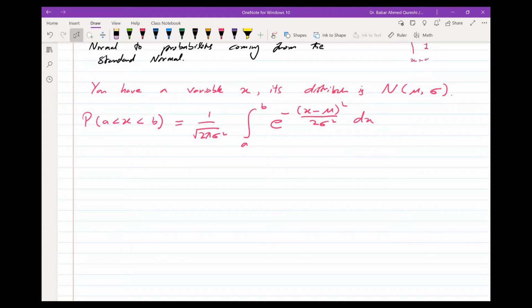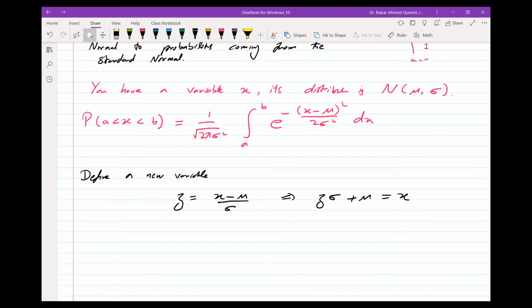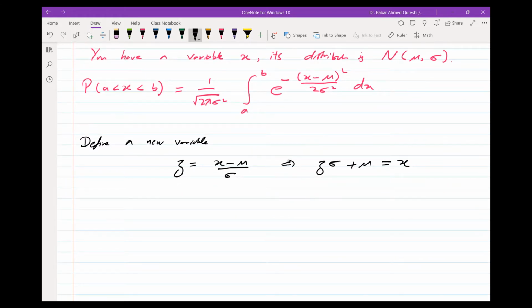But this same integral I can compute by doing a little bit of change of variable. So define a new variable z by x minus mu over sigma. So what does this mean? This means that z sigma plus mu is equal to x. And from here, I have that dz times sigma, when I take the differential on both sides, this is a constant, so this goes away, is dx. So I can replace this over here and replace this over here.